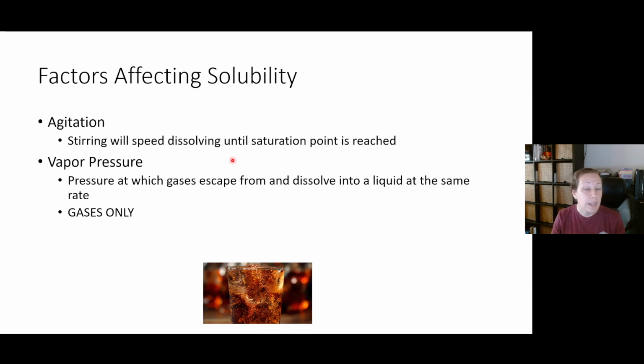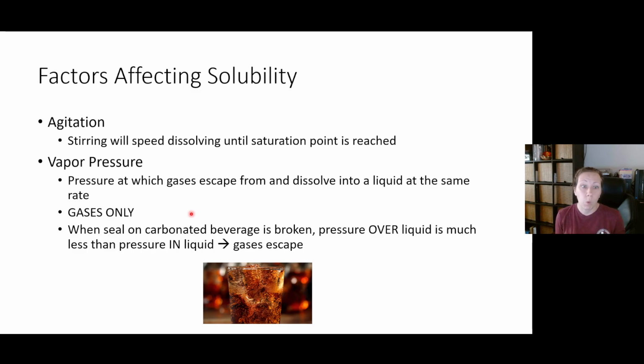And so this pertains to gases only, right? Because this definition includes gases. So this is only affecting the solubility of gases. And so this is why when the seal on your carbonated beverage is broken, those gases escape, because you have lost that pressure that was holding the gas in the liquid.